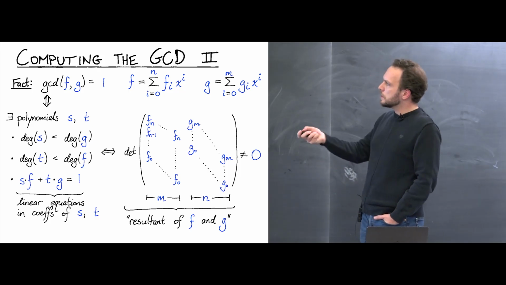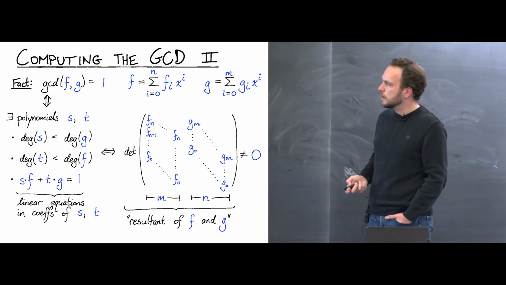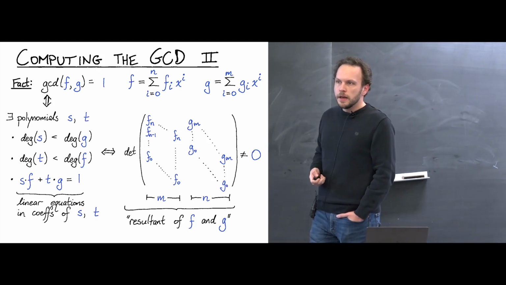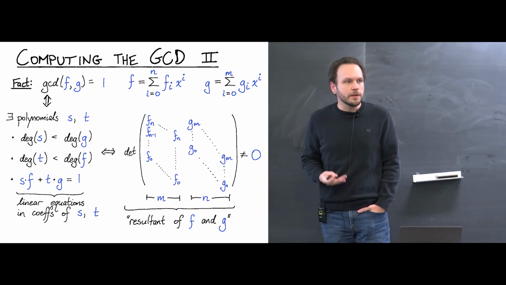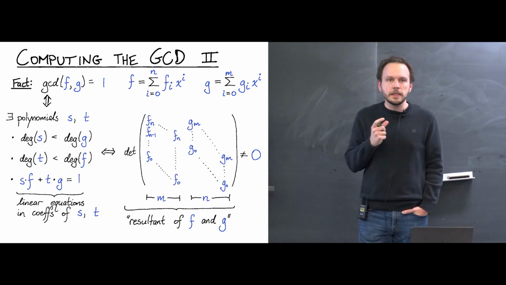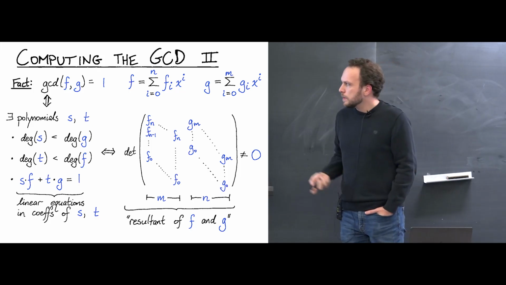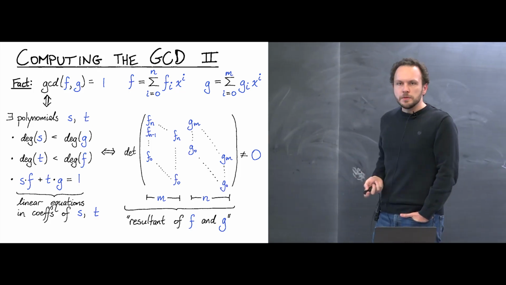And what are these conditions? Well, there are two other polynomials, s and t, so that s has low degree, t has low degree, and you have some interesting identity: if you look at the polynomial s times f plus t times g, this is identically 1.